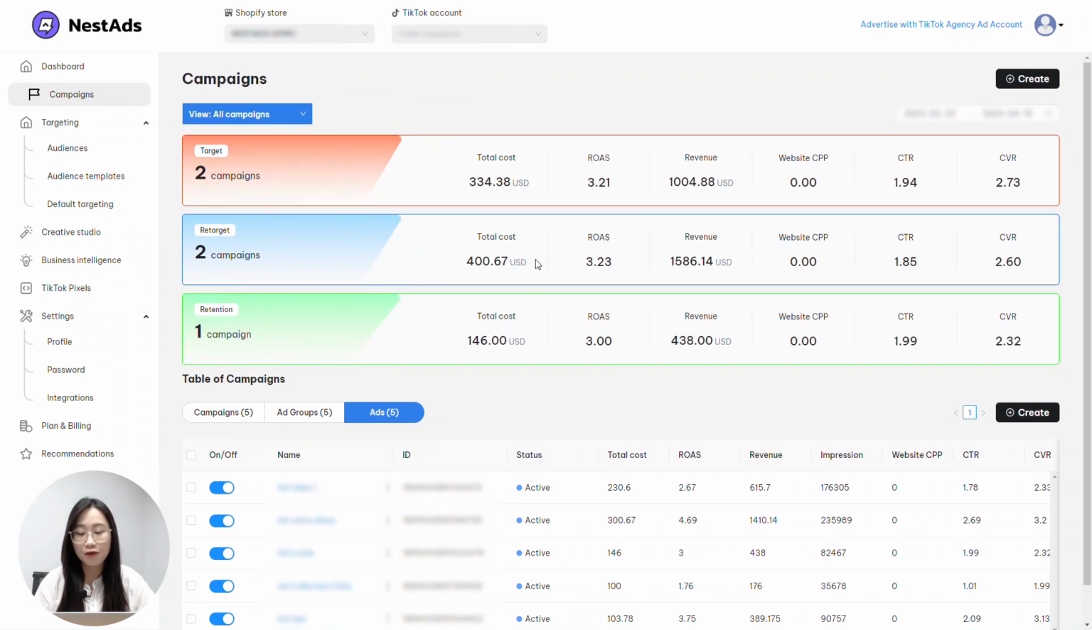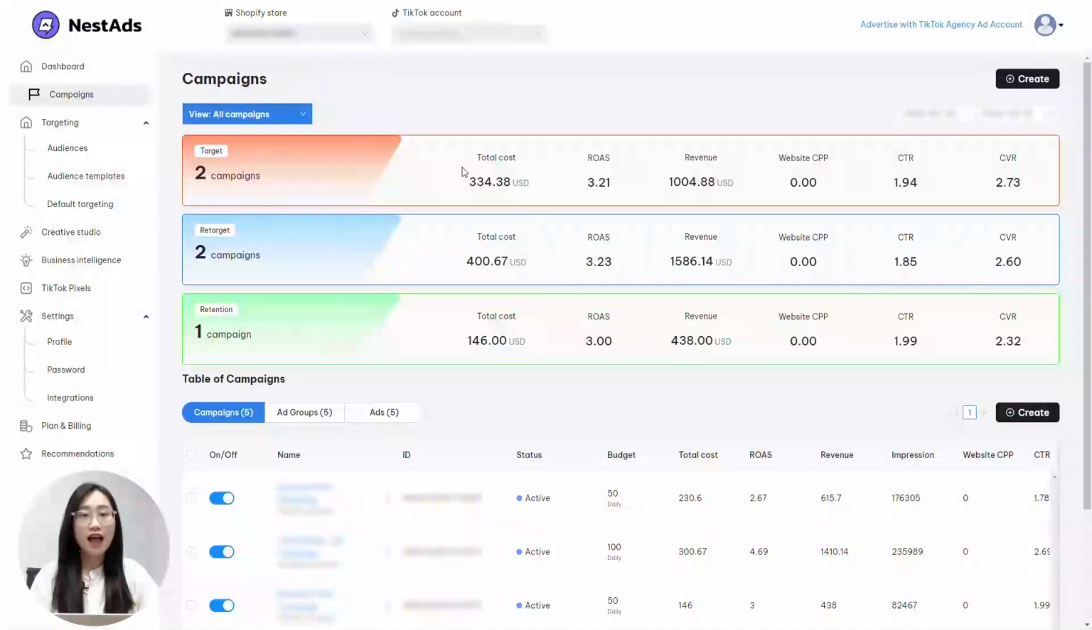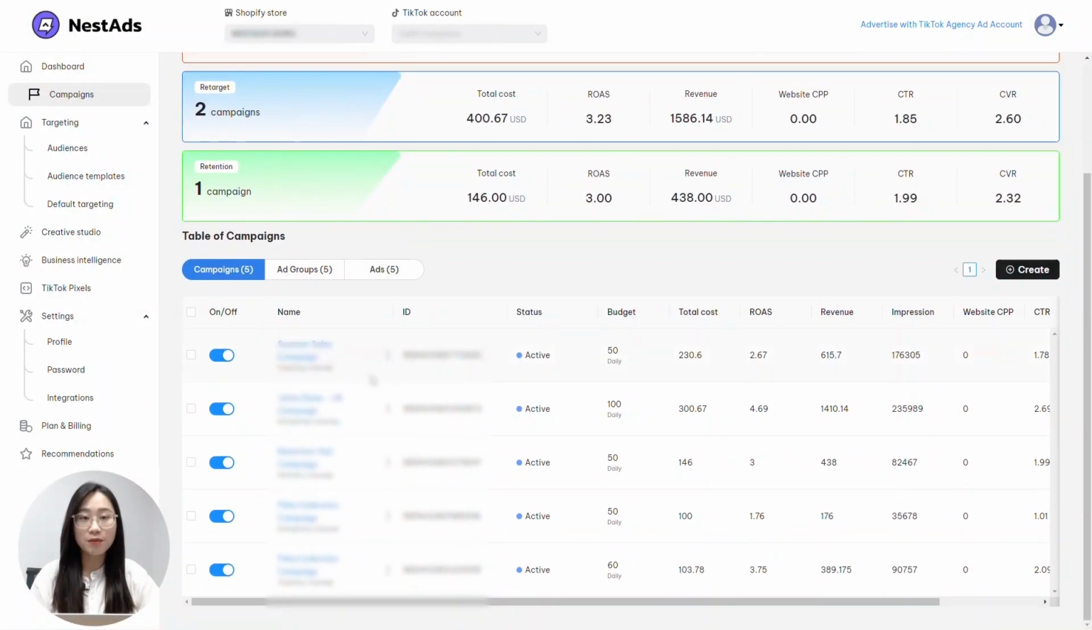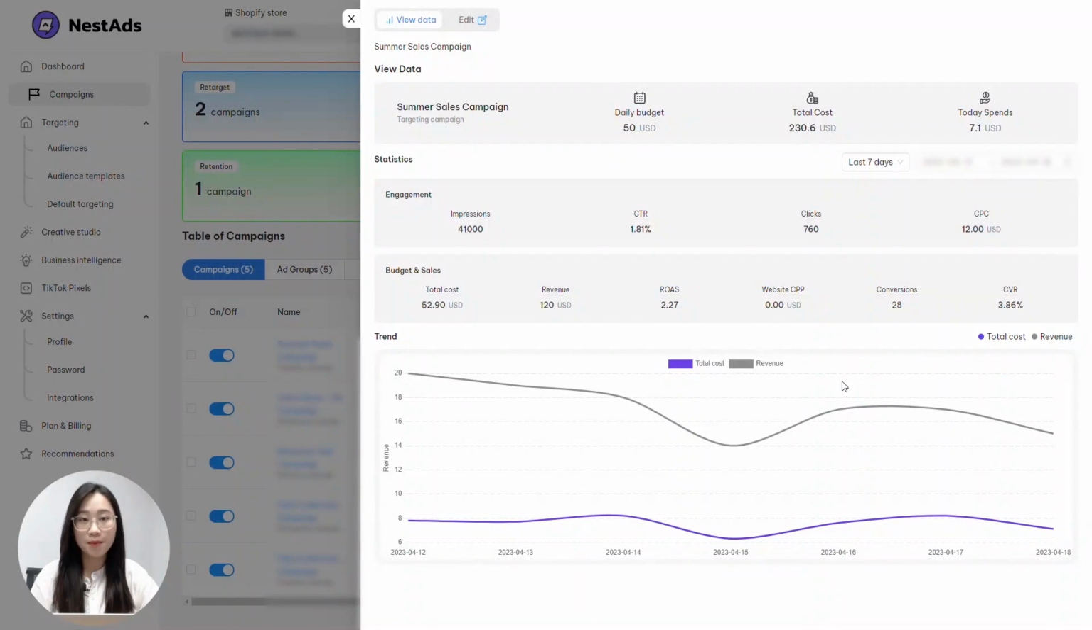We have the TR funnel so that you can get an overview of all your campaigns with these metrics: total cost, return on ad spend, revenue, click-through rate, and conversion rate. With our analytics, you can easily see how much you spend for targeting, retargeting, and retention campaigns, and also how much you have earned on TikTok. Otherwise, we also help you to jump into the details of each TikTok ad campaign.